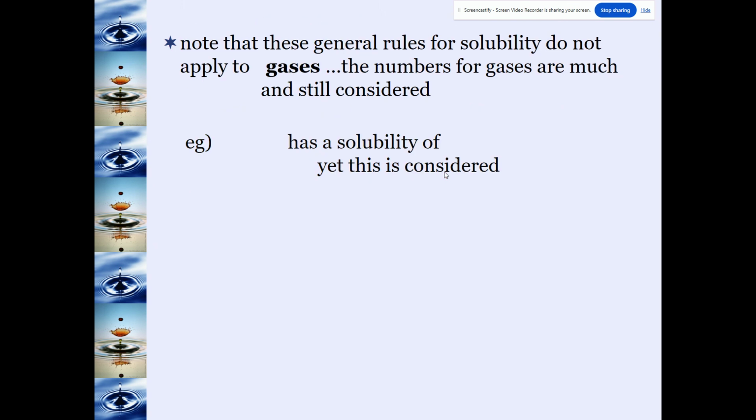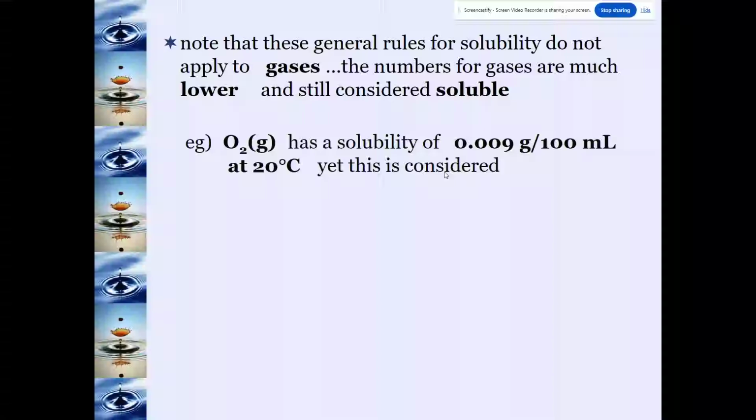Now, there's an exception to this rule, and that's gases, because you can have a large amount of gas. Yes, it's making up a very small mass, because gas particles are really far spread apart. So even though it seems like a small mass is dissolving, it can still be a lot of gas, and therefore gases are still considered soluble.